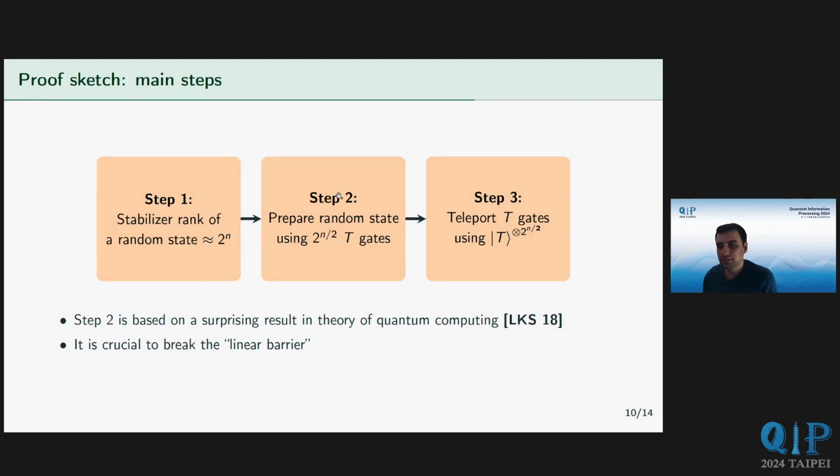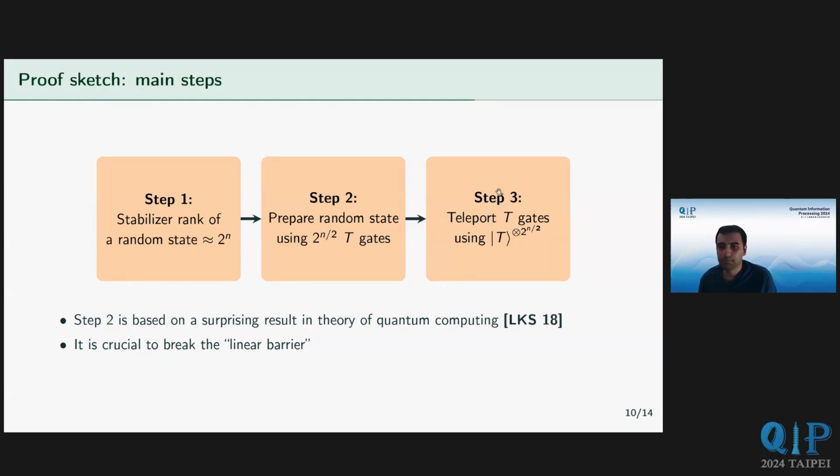And in the second step, we showed that if you have some random state, you can prepare that state using 2 to the n/2 T gates. And this is very crucial in our proof. This is the main reason that we can go beyond those linear lower bounds. We can break that linear barrier.